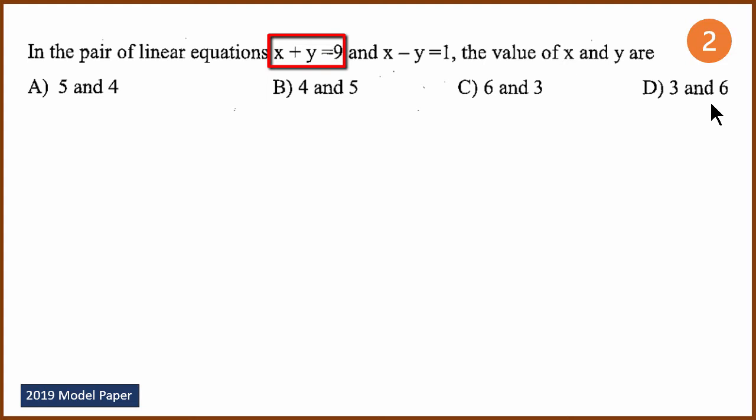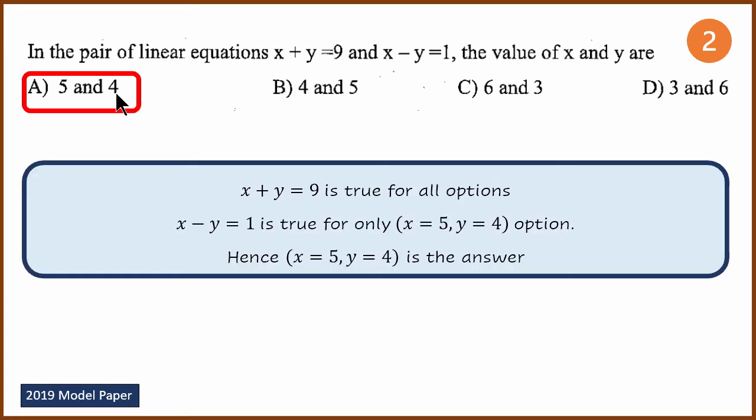All 4 options, if you add them, you get 9. So the first equation cannot be used to separate them. What about the second equation? 5 minus 4, 1. That means A is the answer. So if you pick A as the answer, the reason is x plus y equals 9 is true for all options. X minus y equals 1 is true for only one of the options, and that option is the answer.